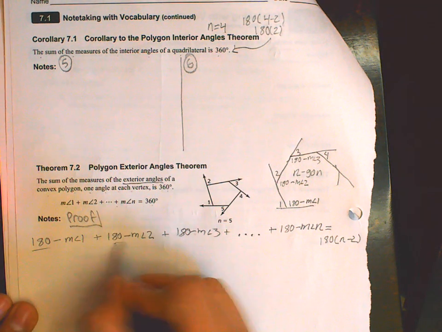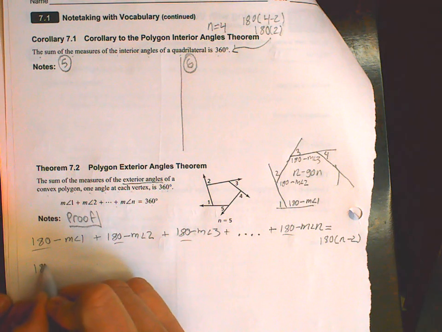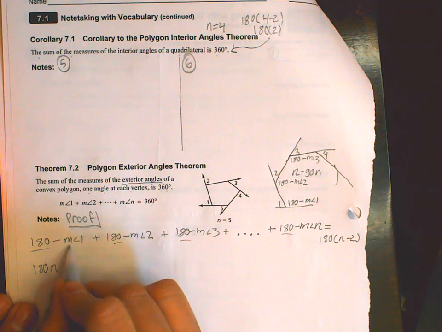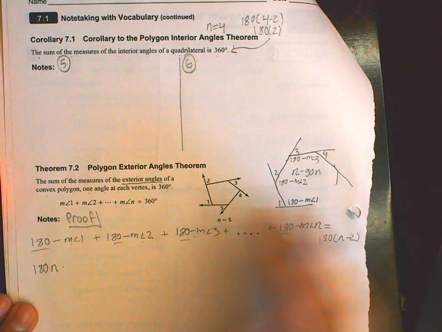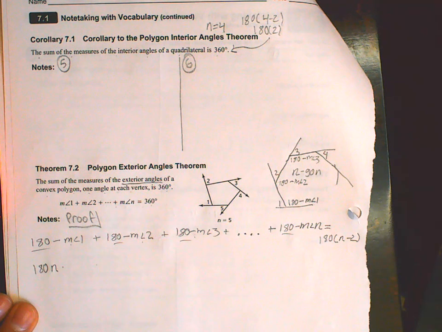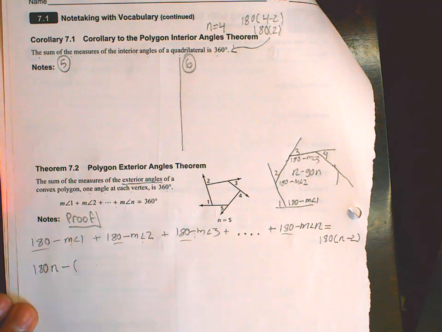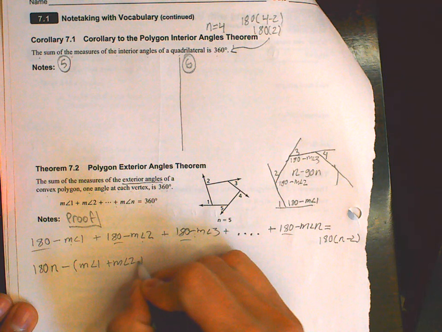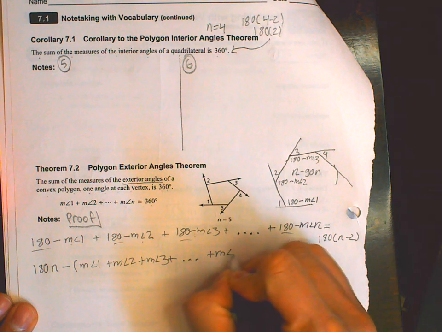So all of these right here are all going to combine together and give me 180n. Now, here's the thing. I have minus measure of angle 1, minus measure of angle 2, minus measure of angle 3, minus measure of angle n, all of them together. So what I'm going to do in this part is put them all in parentheses. But because I'm putting them all in parentheses, all these minus signs are going to turn to addition. So the measure of angle 1 plus the measure of angle 2 plus the measure of angle 3 plus dot, dot, dot, all of them, plus the measure of the last angle.